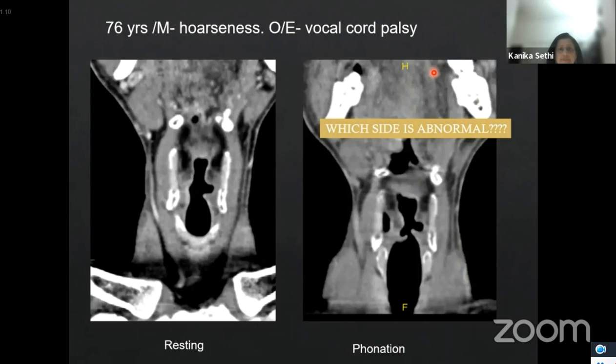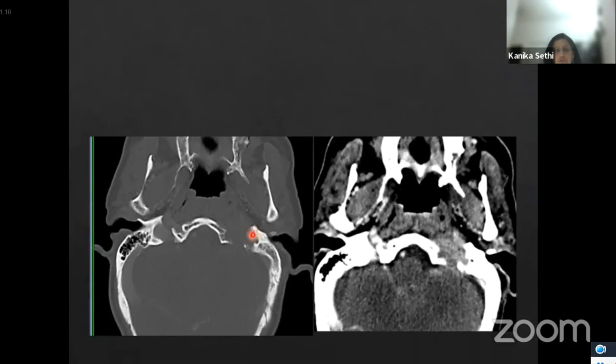Next case, a 76-year-old male came with hoarseness of voice. So which side is abnormal? Now you all know. The left side is abnormal because this is the normal resting phase, normal respiration. The laryngeal ventricle on the left side is enlarged, unchanged on phonation. So you look for the lesion on the left side. So there's a lesion in the left jugular fossa. This was a known case of malignancy. So that is the metastasis in the jugular bulb, and it is causing erosion of the jugular fossa.